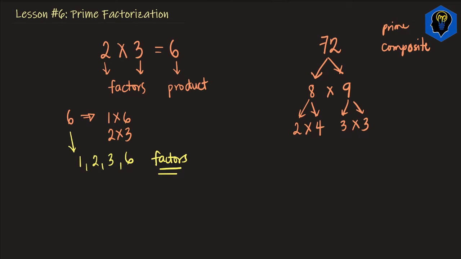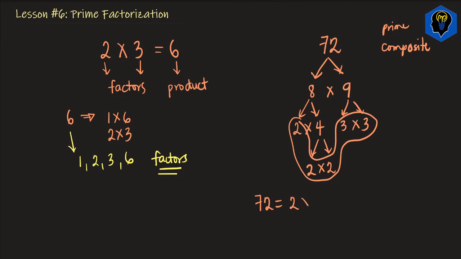Okay. Now, if you look again here, 2 is already a prime number. 4 is not yet a prime number. So, we can further break it down to 2 times 2. And then here, 3 and 3, these are prime numbers. So, if we're asked to give the prime factors for 72, what we do is we just get yung mga nasa dulo. So, lahat ng prime. Okay, so that will be 2 times 2 times 2 times 3 times 3.